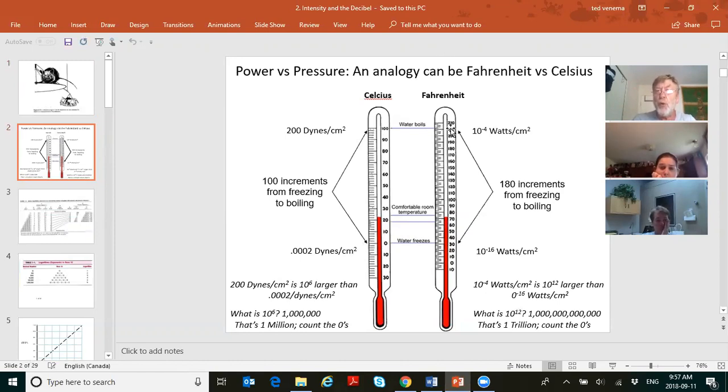Here, I've got a whole bunch of increments. The thermometer, the degrees are skinnier. Okay? Whereas on the left, the thermometer, the degrees are a little bit thicker. The distance between freezing and boiling has 100 units. Whereas in Fahrenheit, the distance between freezing and boiling, you got about 180 increments. Okay? So I'm giving you this as an analogy.